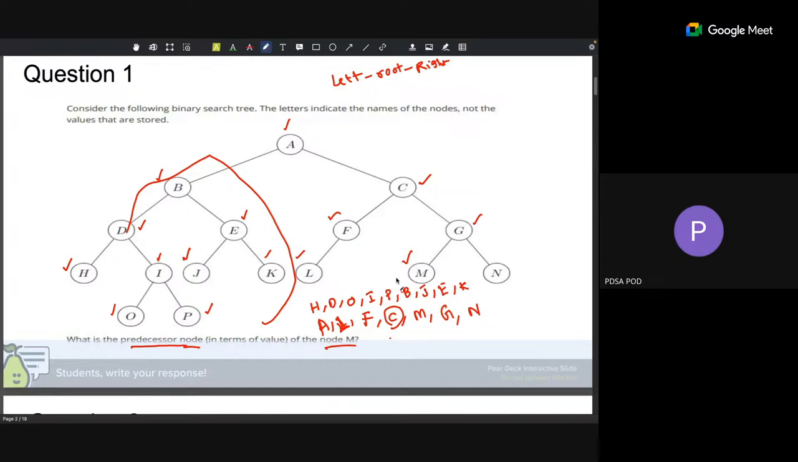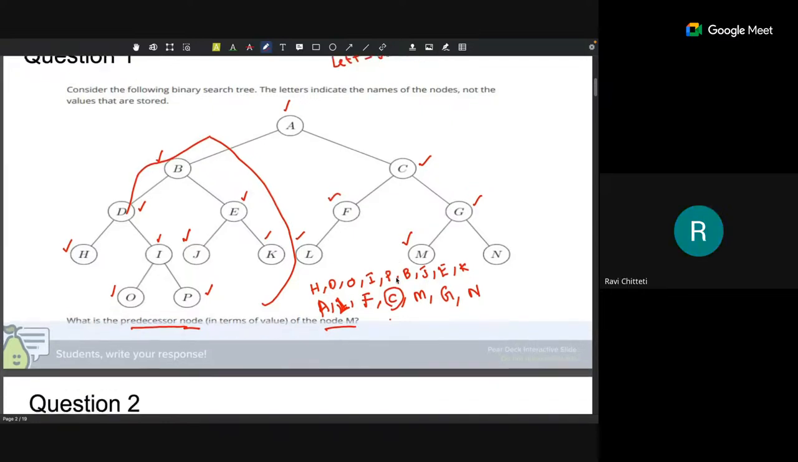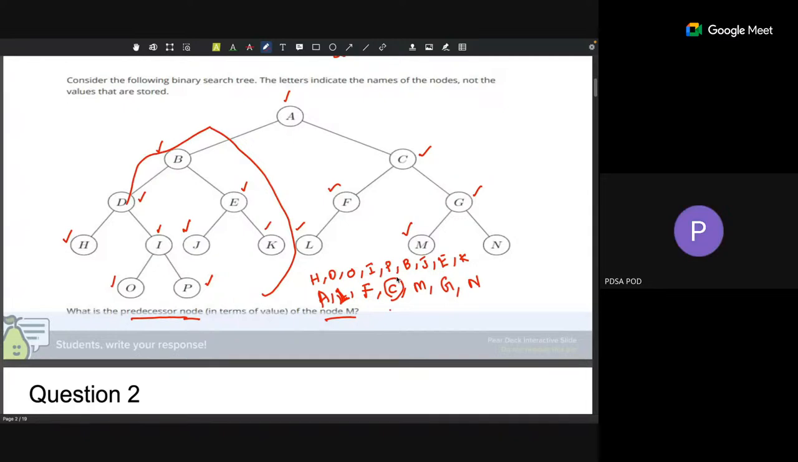Predecessor order, if they give it, it is an in-order traversal only. Because in in-order traversal, the root is always processed in the middle of left and right. That's the thing we try to pick up. Is there a similar terminology for pre and post? Yeah, pre and post also.